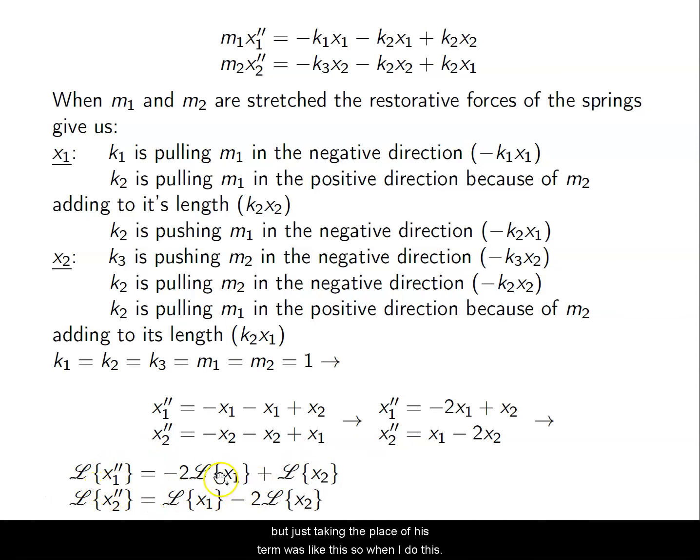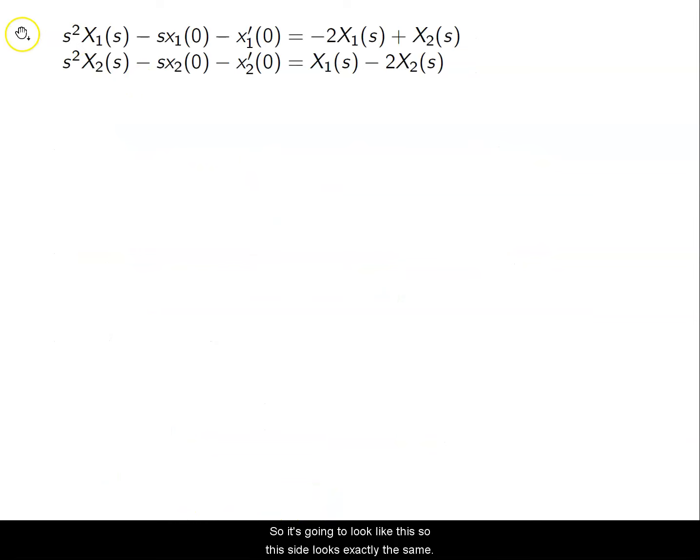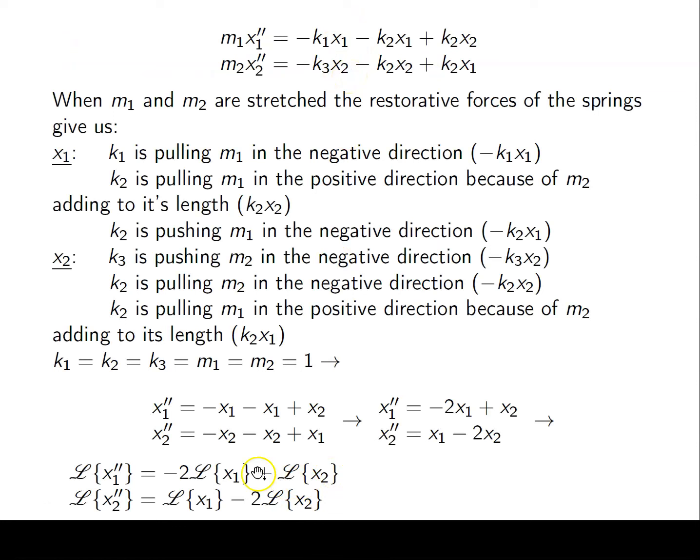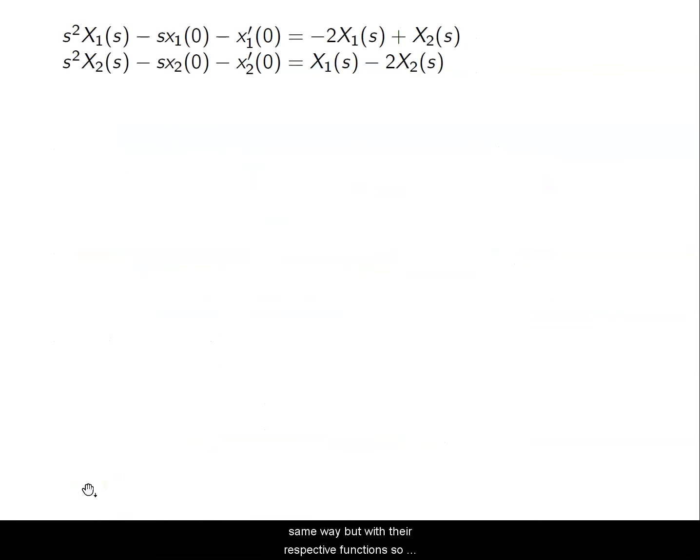So when I do this, the only thing that's going to change a little bit are the derivatives, right? So we have the rule for taking first, second, third, whatever nth derivative inside of a Laplace transform. These are just going to turn into capital x1 of s, capital x2 of s times their respective scalar values, right? So it's going to look like this. So this side looks exactly the same with their scalar multiples. It's just the capital versions of the functions, x1, x2 that I'm looking at. Here, these secondary primes are going to be expanded in the same way, but with their respective functions. So x1s and x2s.